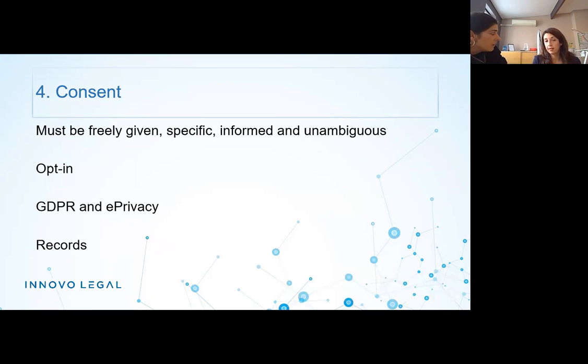The point there, and that's my last point on this slide, is to keep records, and that's required under the GDPR. So you need to make sure you keep records, even online when you get consent. That's something you need to prove down the track, that you've actually obtained that consent, and that consent was unambiguous, specific, informed, and freely given.